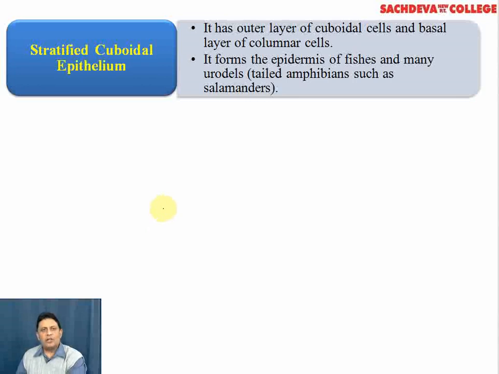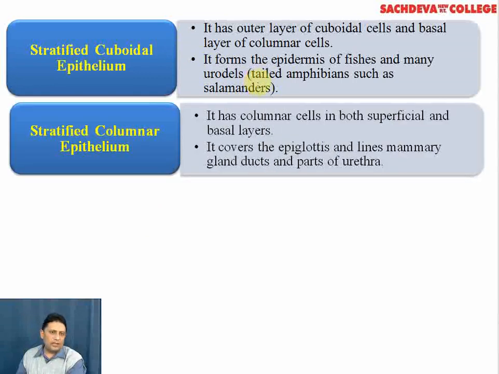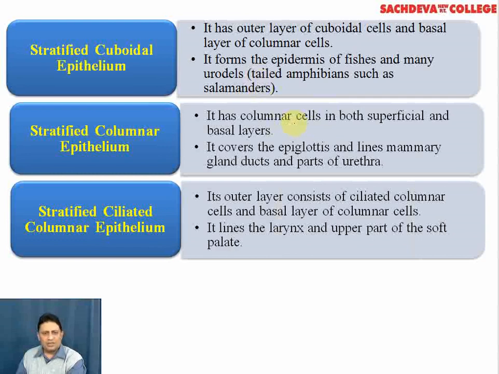The stratified cuboidal epithelium is present only to a limited extent in our body. It is outer layer of cuboidal cells and basal layer of columnar cells. It is present in some fish and some tailed amphibians. Similarly, stratified columnar epithelium also is present only to a limited extent in human body. It covers the epiglottis and mammary gland ducts and some parts of urethra. The stratified ciliated columnar epithelium is also present only to a limited extent. It lines the pharynx and the upper part of the soft palate.